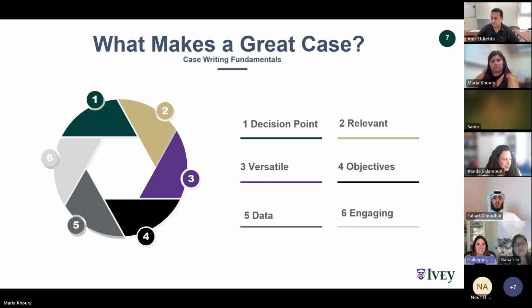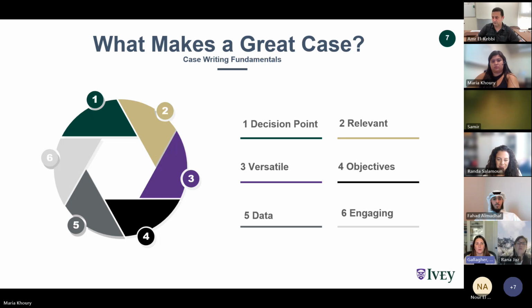So a little bit in addition to what Randa had started with in terms of what is a case and what's not a case, what makes a great case? There are these 6 points: decision point, relevant, versatile, objectives, data, and engaging. So a decision point, making sure that the decision point is clearly outlined in relation to the case dilemma.